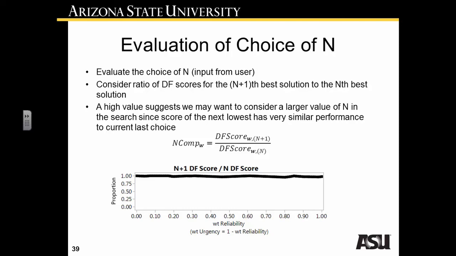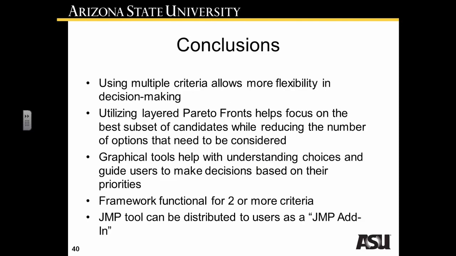Okay, so what we've talked about here is, 1, using multiple criteria or objectives allows you to have more flexibility in your decision-making process. This allows us to have a more informed decision by focusing on more criteria rather than just one. We showed that using layered Pareto fronts can help focus on the best subset of candidates while still reducing the total number of options or solutions that need to be considered. These graphical tools that we've presented can really help to understand the choices and help guide you to make a decision based on your own priorities.